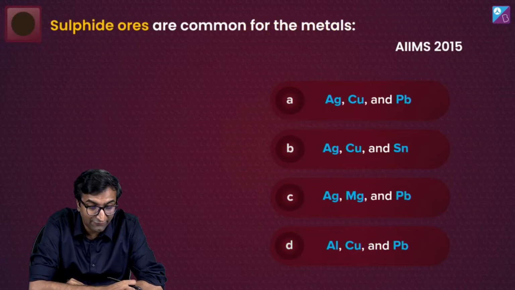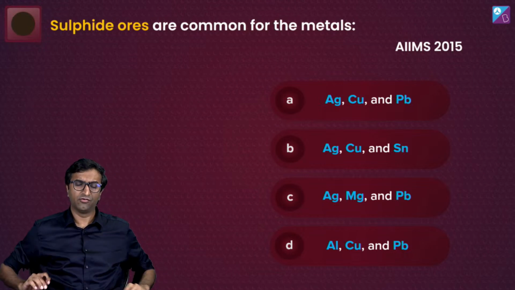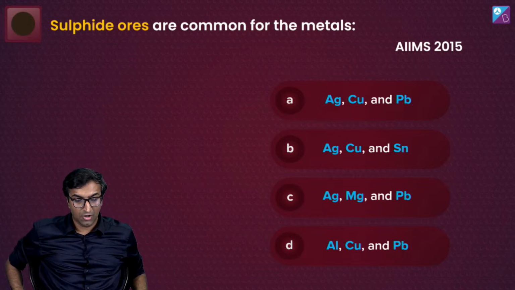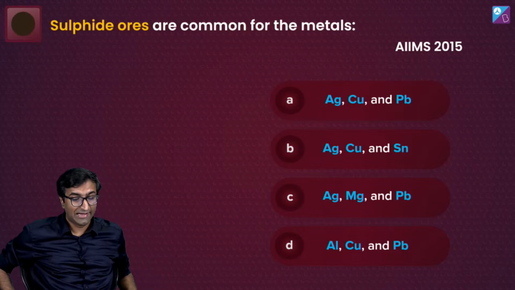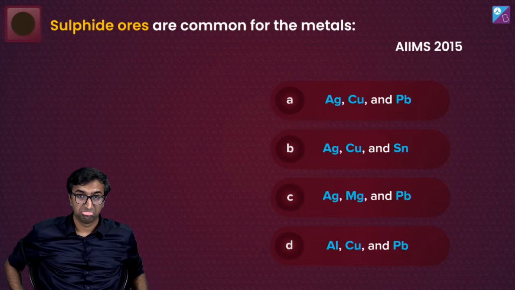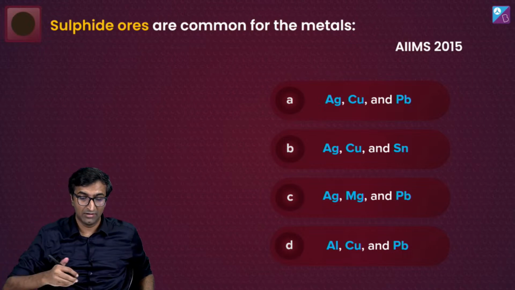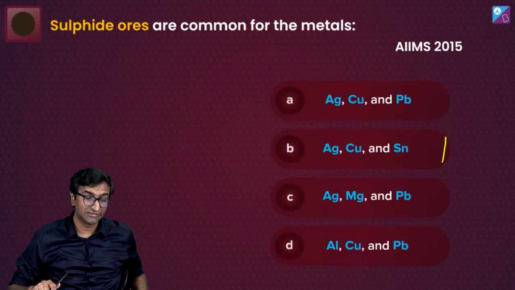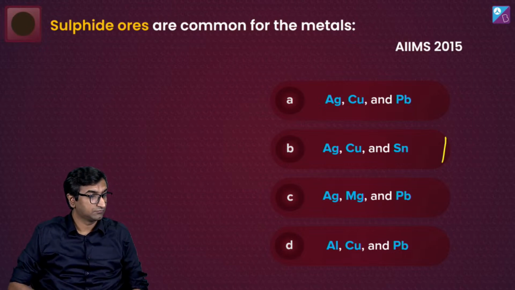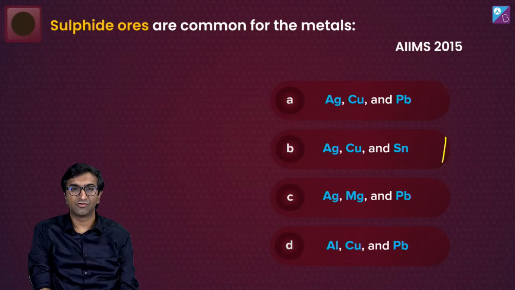Another one. Sulfide ores are common for the metals. Oof. ये वाला interesting. इसको कैसे solve करें? Silver, copper, lead. Silver, copper, tin. Silver, magnesium, lead. Aluminium, copper, lead. ये कैसे किया जाए? अभिनंदन says B. Okay. ठीक है? Sulfide ores की हम लोग बात कर रहे हैं दोस्तों. What do the rest of you think?